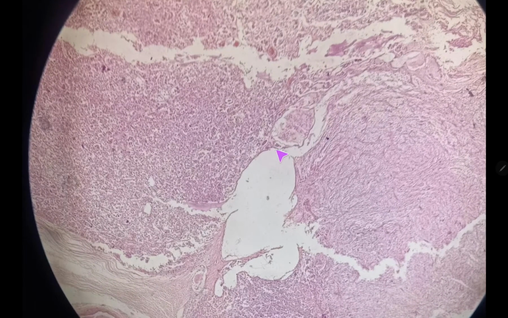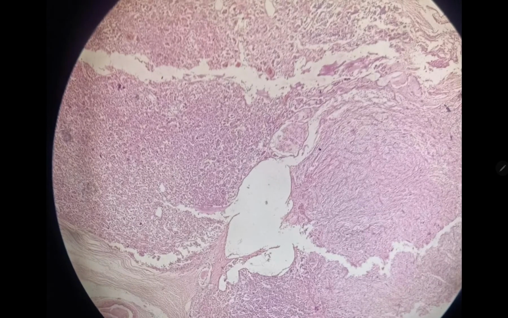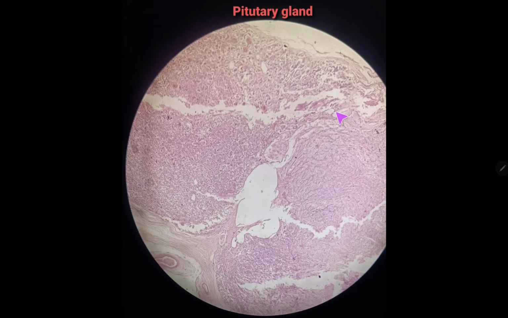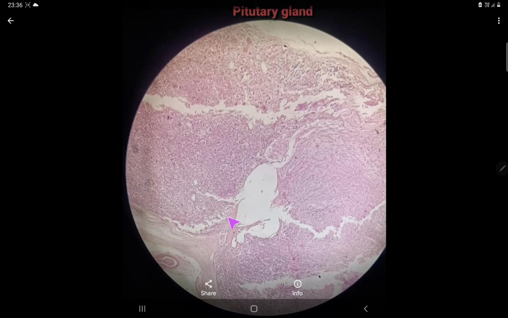Now the part just behind this pars distalis, in between this pars distalis and this pars posterior or neurohypophysis, is called pars intermedia. This pars intermedia has some colloid filled vesicles. So here in this pars intermedia you will find some colloid filled vesicles.